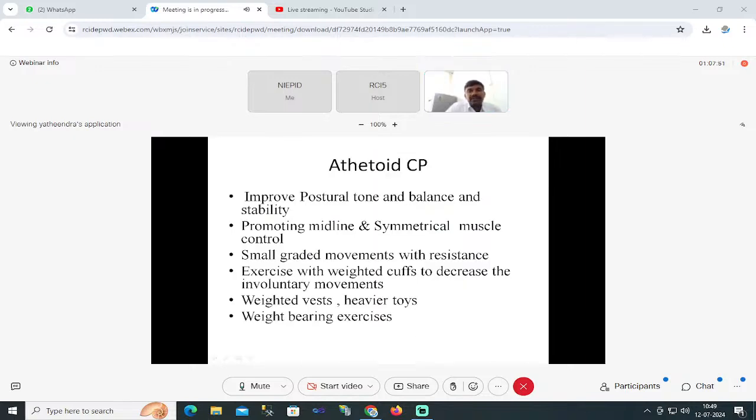So in case of athetoid CP, the main concentration will be improving the postural tone and balance, then promoting midline and symmetrical muscle control, and small graded movements with resistance, and exercise with the weighted cuffs. So to decrease the involuntary movements. Here the target is involuntary movements. We need to control the involuntary movements. That's why when you see the weighted waist, heavier toys should be given to the child and weight bearing exercise should be given in athetoid CP.